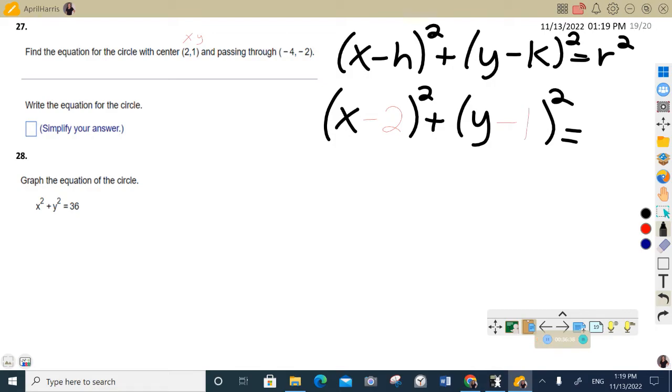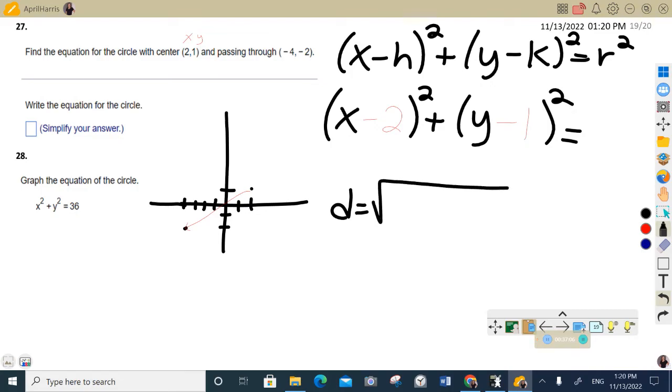Now I've got to find the radius. The radius, we don't know the radius. They told us that the center is 2, 1. So like right here, and they told you it goes to the point -4, -2. 1, 2, 3, 4, 1, 2. And so the radius would be the distance from here to there. Now, there's a couple ways you can do this. There's the distance formula. The distance formula is where you subtract your x's and square that value, plus subtract your y's and square that, and then you add them together and take the square root.